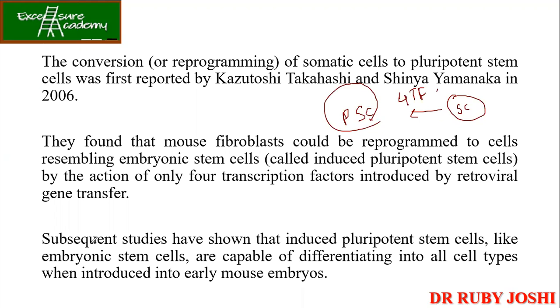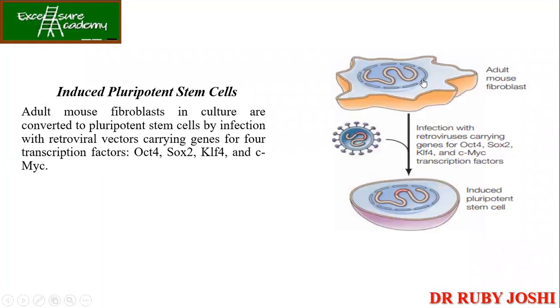Okay, now subsequent studies have shown that induced pluripotent stem cells, like embryonic stem cells, are capable of differentiating into all types of cells when introduced into early mouse embryos. So after this, once you get the pluripotent stem cell, then you can differentiate into the respective cells. Here you have the adult mouse fibroblast cell, and you have infected this cell with the help of retroviruses, which carry the genes for OCT4, SOX2, KLF4, and c-MYC. Now, these transcription factors will convert the somatic or fibroblast cell back to pluripotent stem cells.